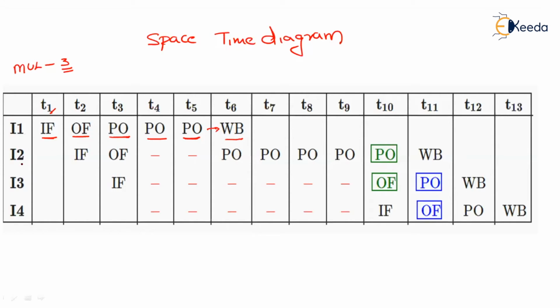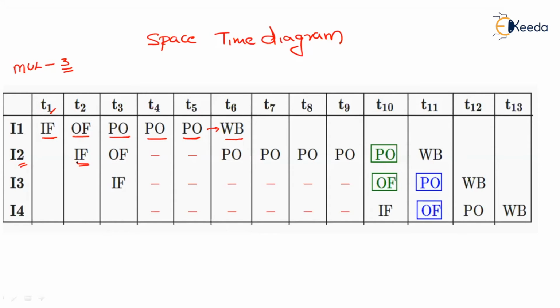Okay, obviously I2 will enter into the pipeline in the 2nd clock cycle into the instruction fetch stage, because the instruction fetch stage will be free only in the 2nd clock cycle, since in the 2nd clock cycle I1 is going to leave the instruction fetch stage. The moment I1 leaves instruction fetch, I2 enters into it. The moment I1 leaves the operand fetch stage, I2 will enter into the operand fetch stage.